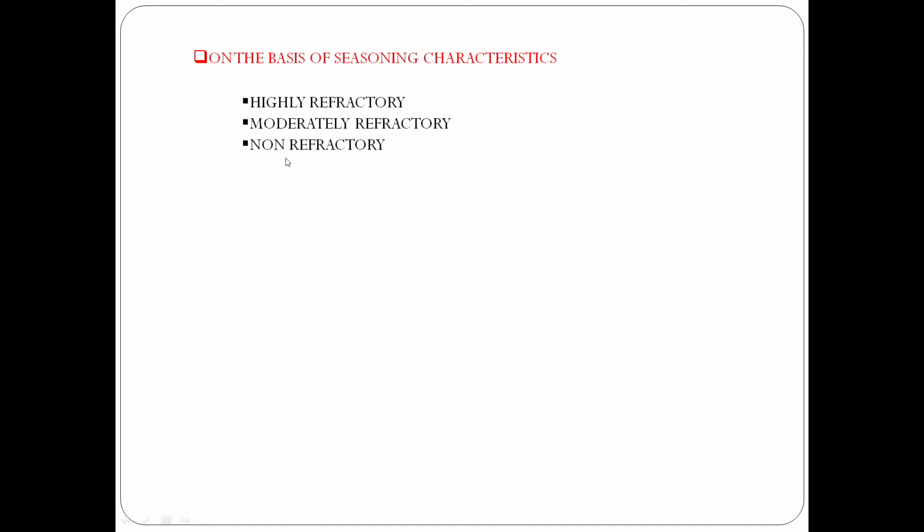Highly refractory class A timbers are slow and difficult to season free from defects, and moderately refractory timbers may be seasoned free from surface defects if some protection is given against rapid drying. And non-refractory timbers can be rapidly seasoned free from defects.